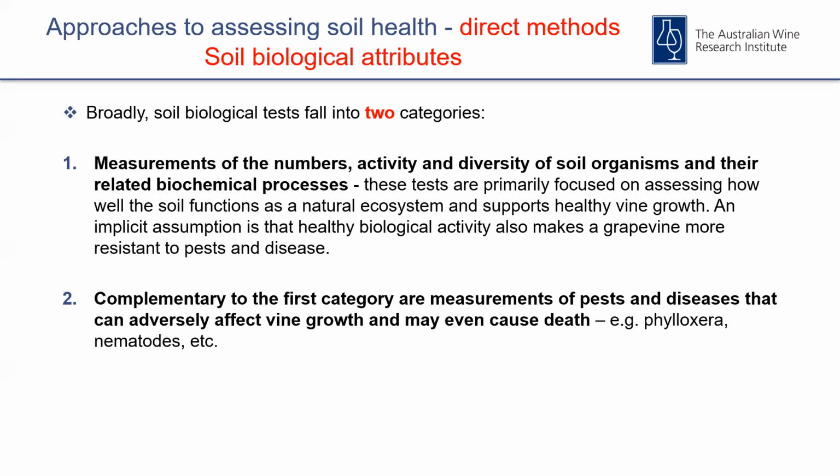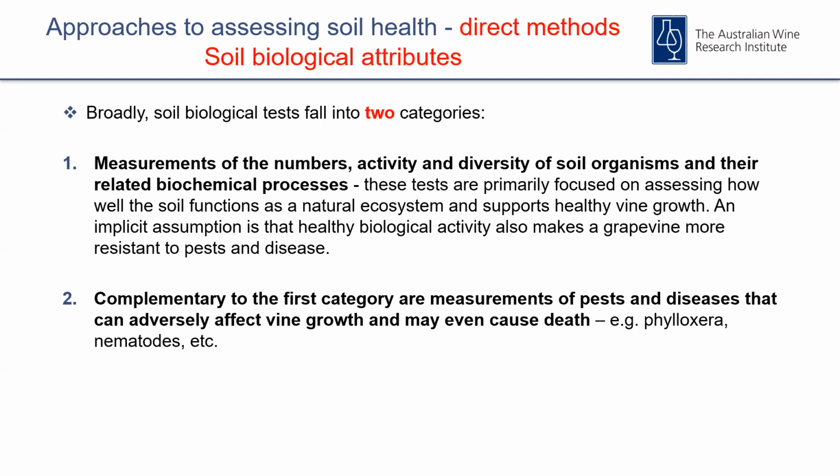So these tests are primarily focused on assessing how well the soil functions as a natural ecosystem and supports healthy vine growth. An implicit assumption in this, though, is that healthy biological activity also makes the grapevine more resistant to pests and diseases. The second one, which we'll touch on a little bit later, but it's not really that important for this particular webinar, is complementary to that first category: the measurements of pests and diseases that can adversely affect vine growth and may cause death.